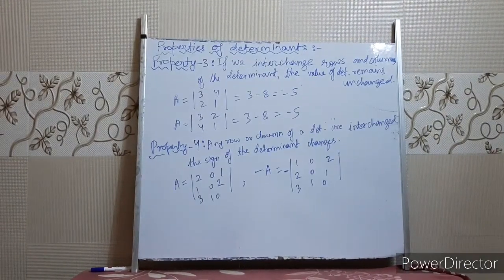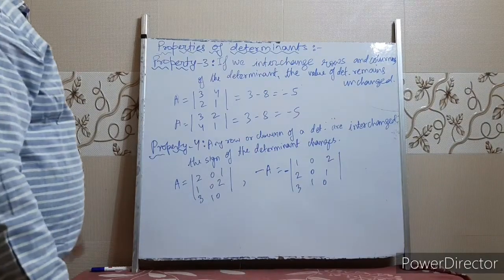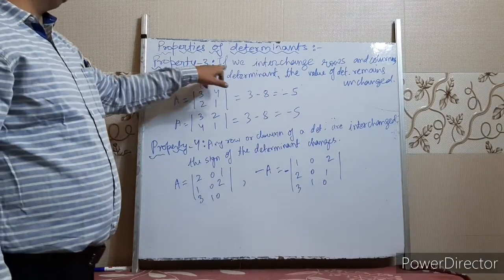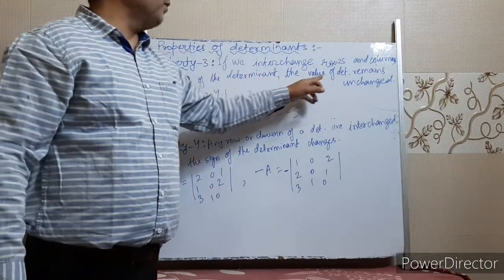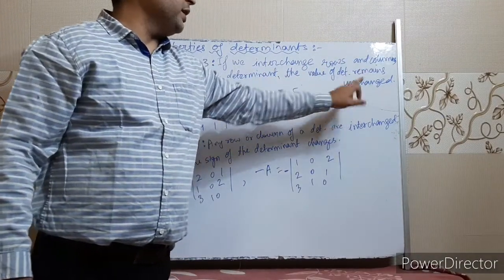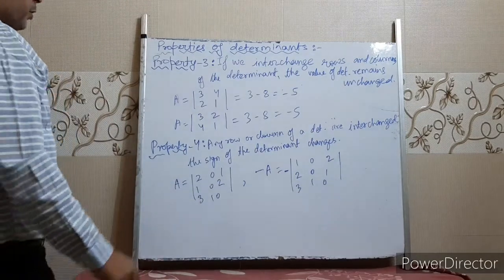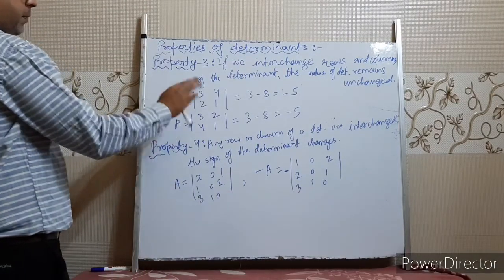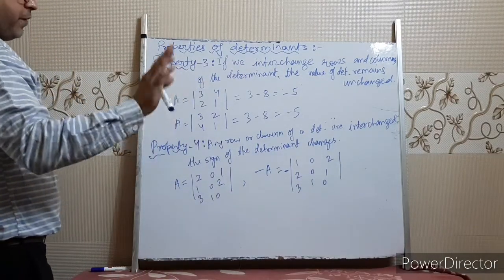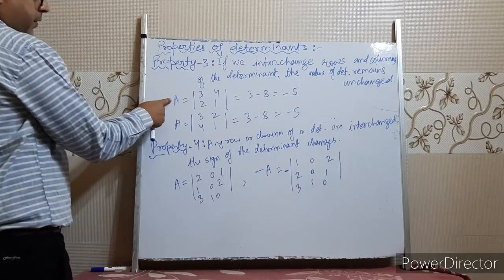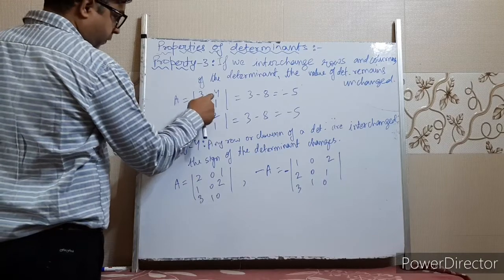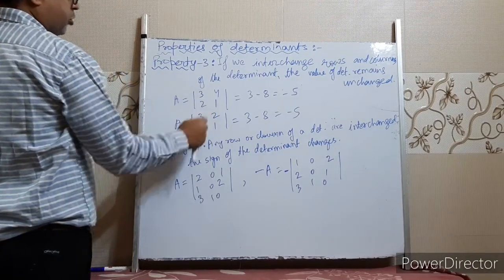Children, now let's see property 3 and 4. Property 3 states that if we interchange rows and columns of a determinant, the value of the determinant remains unchanged. Right, children? Suppose I have taken an example, that means interchanging rows and columns will not affect the value of the determinant. Suppose any determinant A has first row 3, 4, second row elements 2, 1.